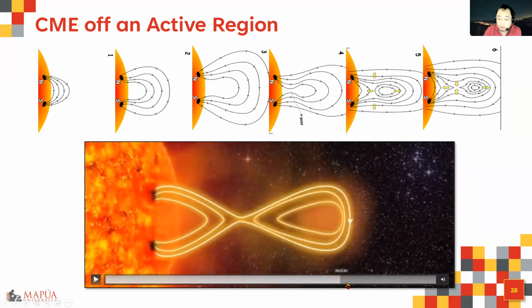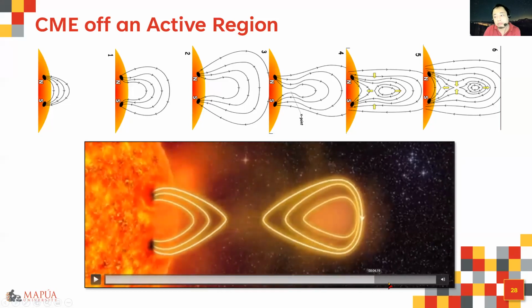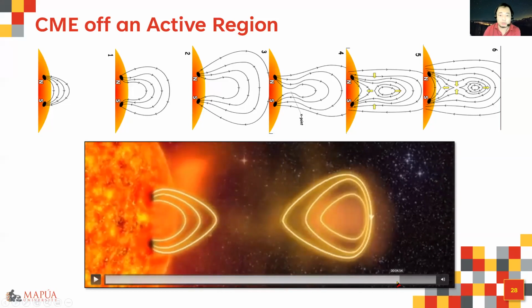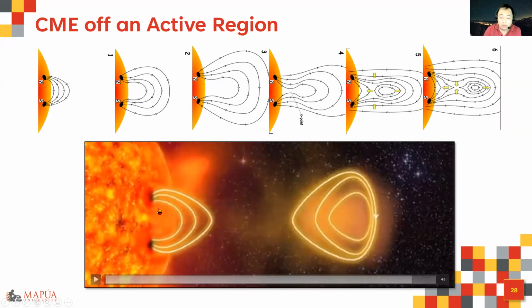So this is a schematic diagram of a coronal mass ejection produced in an active region. As I mentioned before, not all coronal mass ejections are produced in active regions.